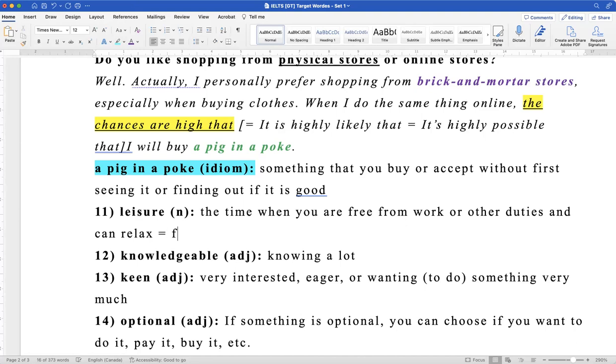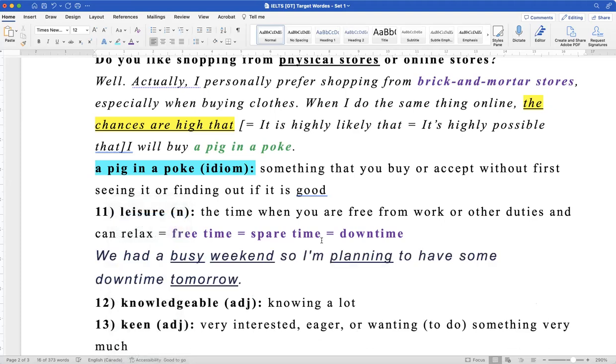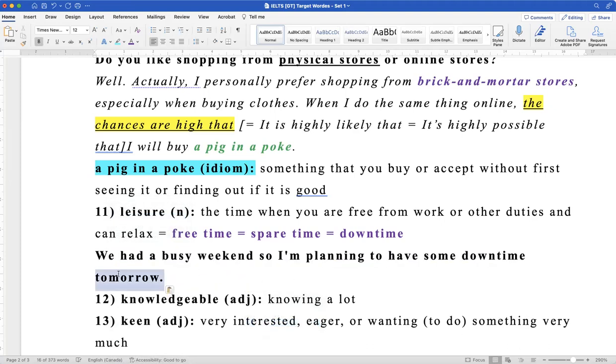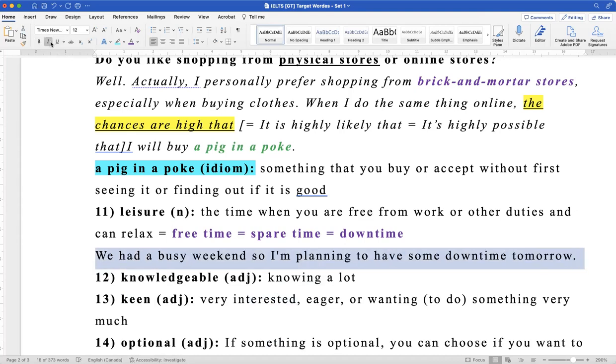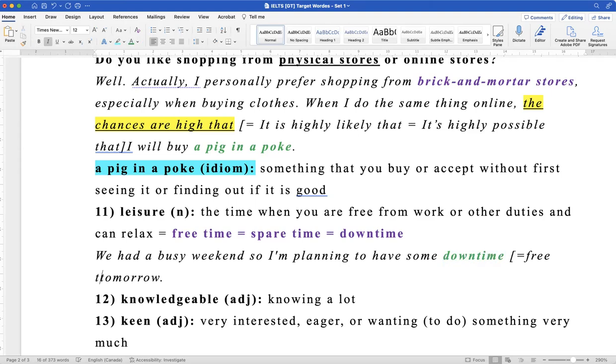So instead of this one, we can say free time. We can say spare time, or we can say downtime. So these are all synonymous words for free time. Okay, so we can say we had a busy weekend, so I'm planning to have some downtime tomorrow. In this example, this word means free time or leisure time.